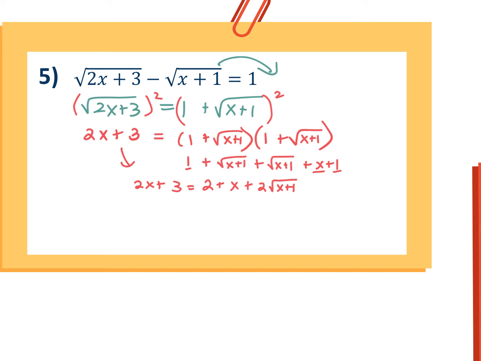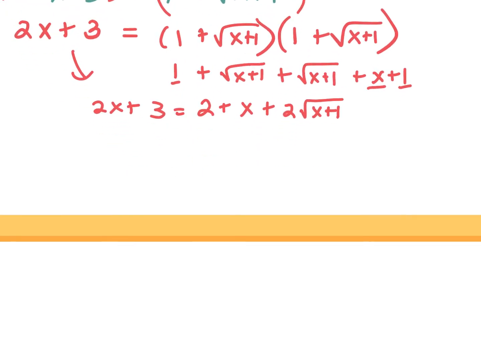Questions so far? So now I got rid of one square root, but the other square root's still there, right? Just when you thought it couldn't get any more fun, right? So we move everything again to the other side, keep that one square root on the side by itself, and then we're going to have to square both sides again. So I'm going to subtract the 2 and the x. I'd get x plus 1 equals 2 square root x plus 1.